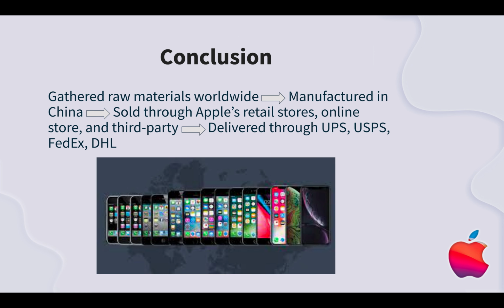Conclusion. Now, at the end of the presentation, I'm going to conclude the process of how the iPhone is produced and sold to the customer. So first, the Apple company gathered raw material worldwide and delivered them to the factory in China and manufactured in China. Then it will be sold through Apple's retail store, online store, and third parties. And then it will be delivered through UPS, USPS, FedEx, and DHL to the customer. And here is a picture of all the generations of the iPhone.